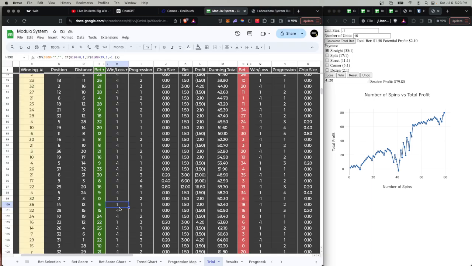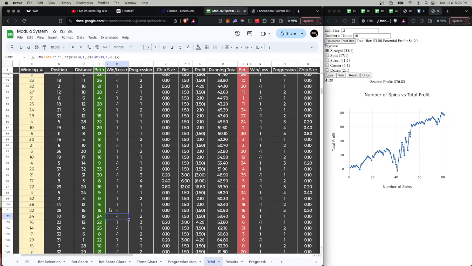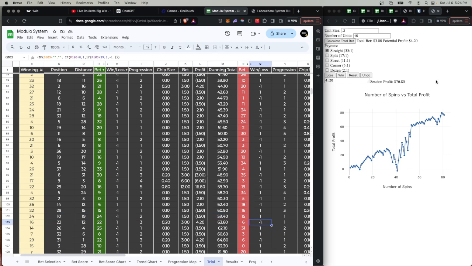So from there we lose twice. So loss, loss, add list and a loss. So we got upper bet, and now, since we lost twice on the positive trend, we're going to jump to the negative. So from here, and we suffer a loss. This goes to 3.